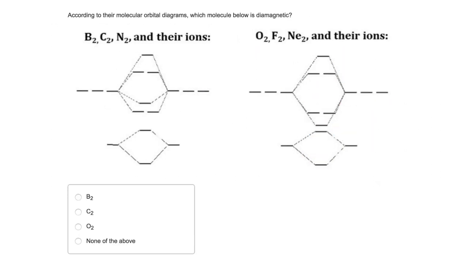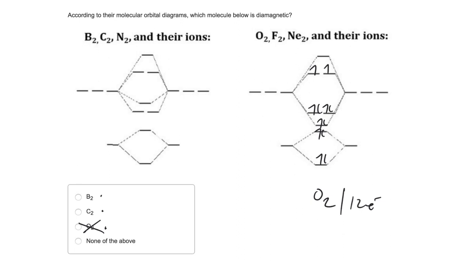There's a couple other questions. Which, according to their MO diagrams, which molecule below is diamagnetic? So we're looking at B2, C2, and O2. Now, we may not even need the diagram to know O2 is paramagnetic, but just to double check for O2, 12 electrons in, 2, 4, 6, 8, 10, and then 12.